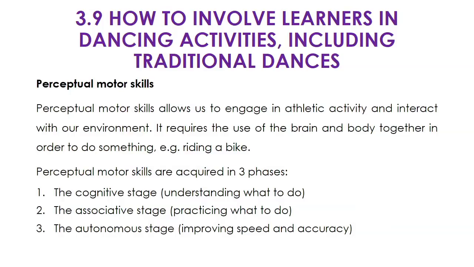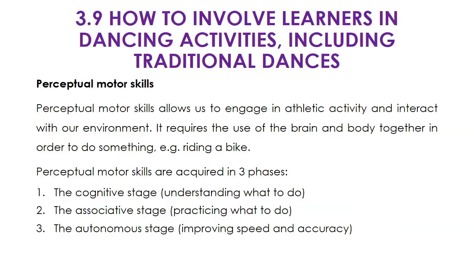Now, a perceptual motor skill requires the use of the brain and the body to work together in order to do something. Now, the easiest example of a perceptual motor skill in the real world is riding a bike. If you think about it, you have to use all of your senses when you ride a bike. You have to listen for cars. You have to look at the road. You have to balance. You have to use your body to balance. You have to use your arms to steer. You have to use your feet to pedal. You have to use your head in order to see where you're going.